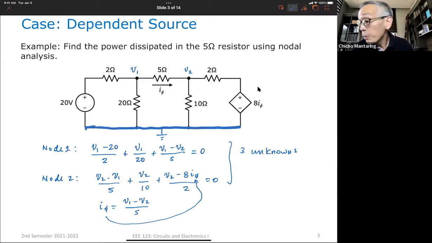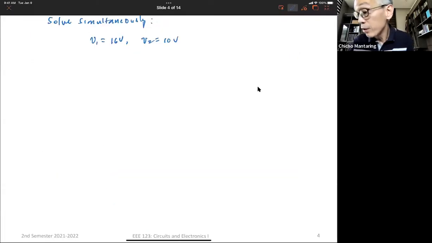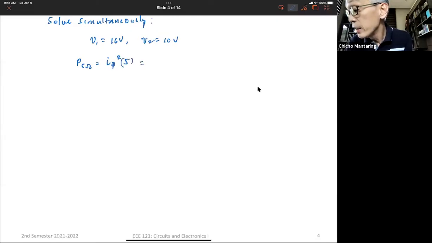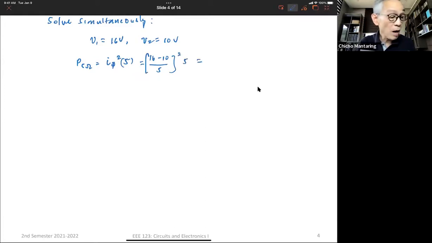The problem is to determine the power dissipated in the 5 ohm resistor. So I want the power that is dissipated here. Okay, so what is that? Power in your 5 ohm is equal to I squared times 5, which is (16 minus 10) over 5, squared, times 5. If you solve for that power, you're going to get 7.2 watts.